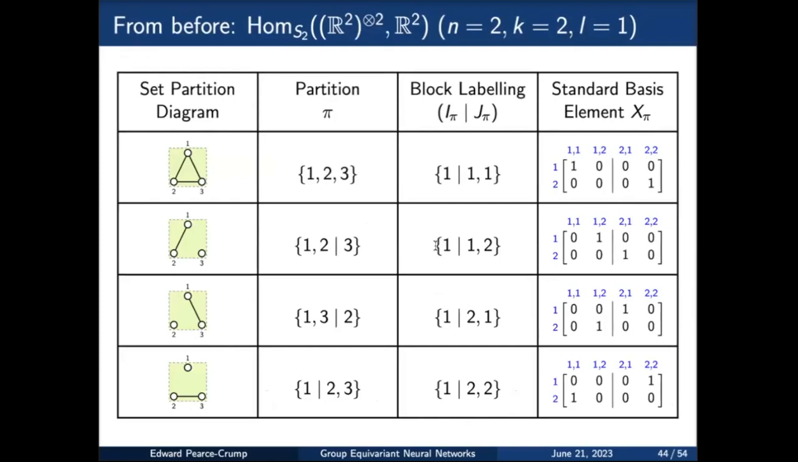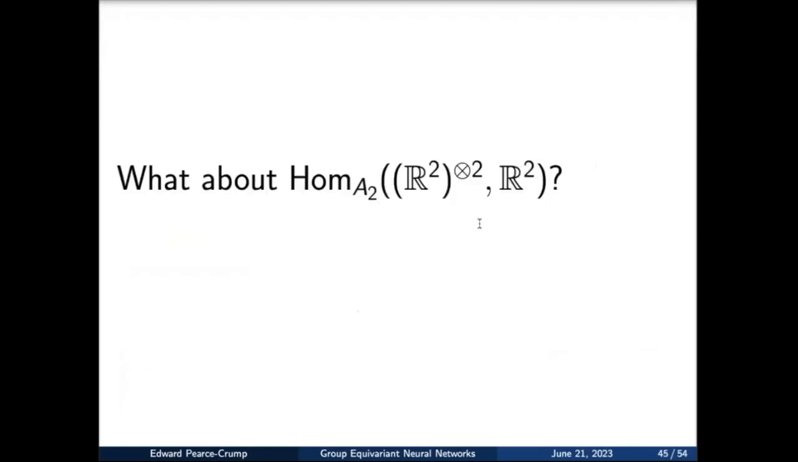So just to recap from before, and I won't go through it again, here's the example for S_2, from k equals two to l equals one. We had these set partitions of one to three, where we had two nodes at the bottom, one node at the top. And we found these basis vectors in the standard way, putting the rows and columns at the bottom and just seeing where they match the pattern. The question now is, what happens if we change this to A_2, the alternating group, still k is two and l is one?